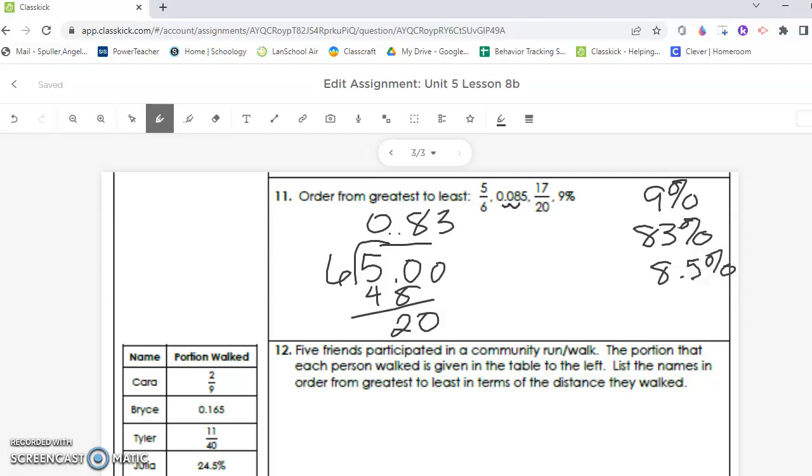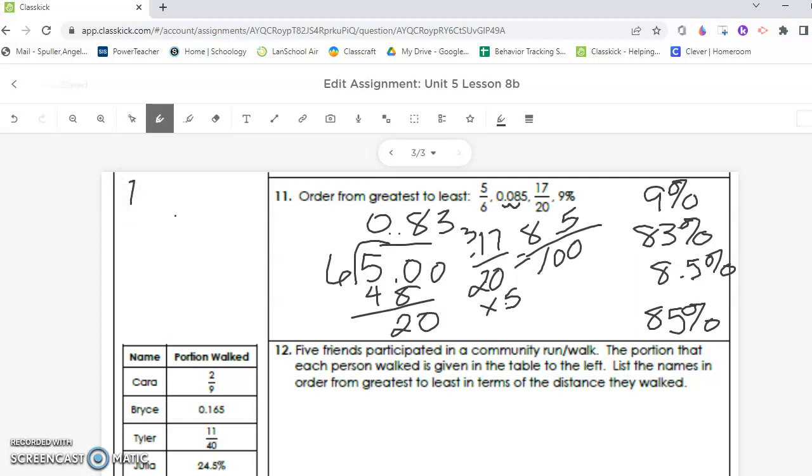8.5%. And then 17 over 20, we can change it into 100 by multiplying it by 5. 5 times 7 is 35, carry the 3, 5 times 1 is 5, plus 3 is 8, so this would be 85%. And our greatest would be the 17/20, because it got us to 85%.